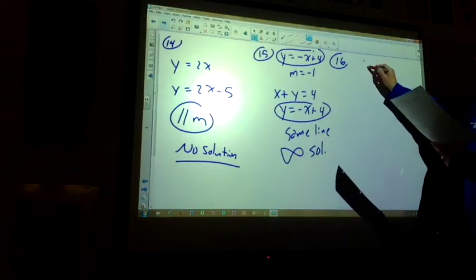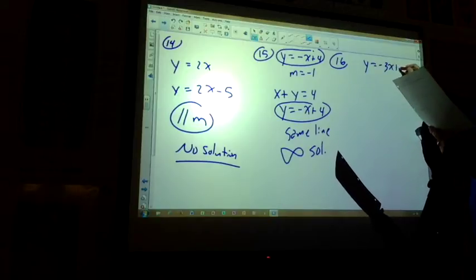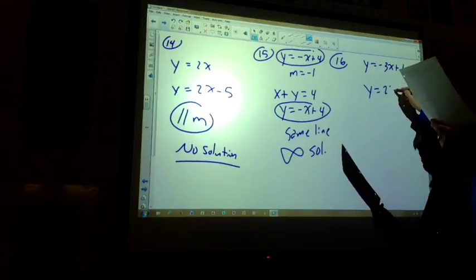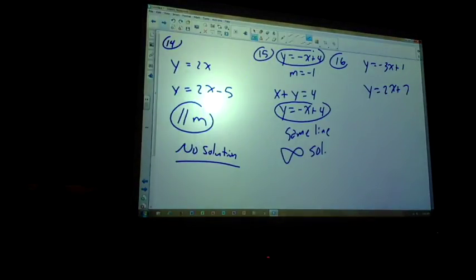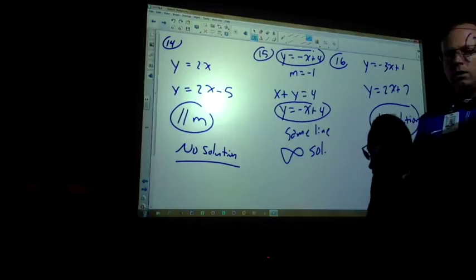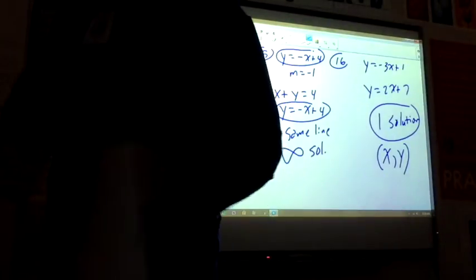And then the last one, y equals negative 3x plus 1, and y equals 2x plus 7. What's the slope of the top line? Negative 3. What's the slope of the bottom one? 2. Different slopes, right? They're going to cross. So how many solutions? One solution. Did it ask us to find it? No, it said, without graphing, decide whether each system has one solution, no solution, or infinite. Okay, one solution. So this would be one that we'd get an x comma y value for if we were to have graphed it. Does that make sense? Yes. Feel good? Yeah. All right.